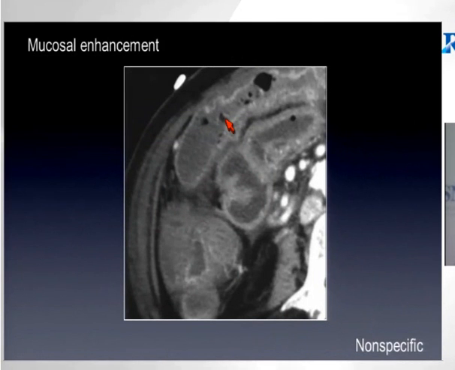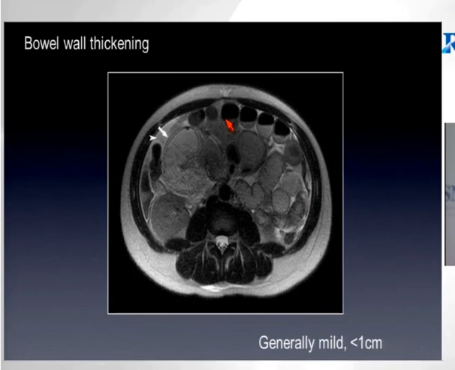Mucosal enhancement, similarly, is just seen in too many infectious or inflammatory conditions to be specific. Bowel wall thickening, I said earlier, in the inflow types generally is not a predominant finding. When it's seen, it's usually mild and less than a centimeter. Here's an MRI showing some mild bowel wall thickening, shown by the arrow, with a little bit of free fluid nearby, shown by the arrowhead.